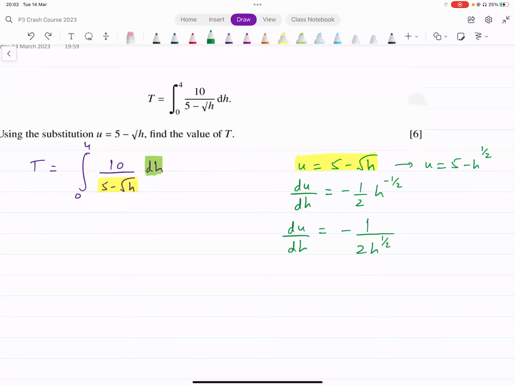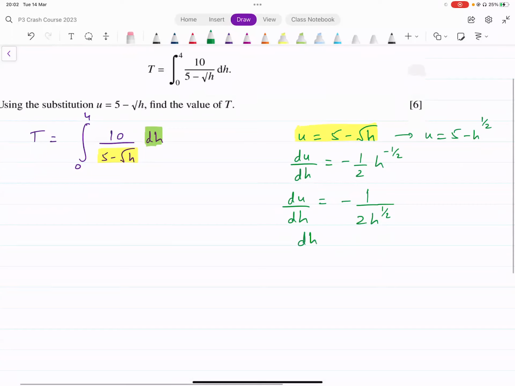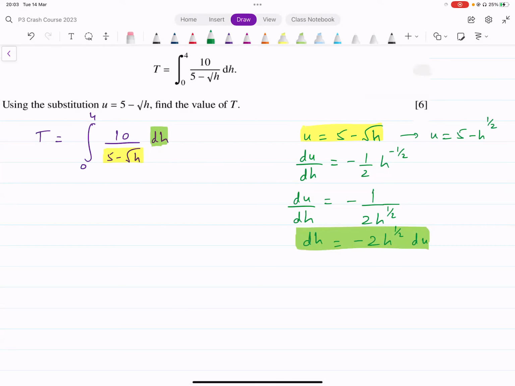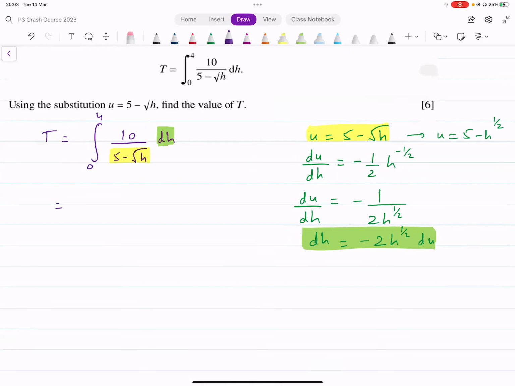Now we need to make dh the subject. Let's see what we get from that. When dh becomes the subject, 2h to the power 1 over 2 gets multiplied there, and that leaves us with minus 2h raised to power 1 over 2 into du. This is what we need to replace dh with. Let's do that and see what we get. Now, again, don't input these limits yet. We'll have to change those limits as well. We'll figure that out. Let's first just change the variables.